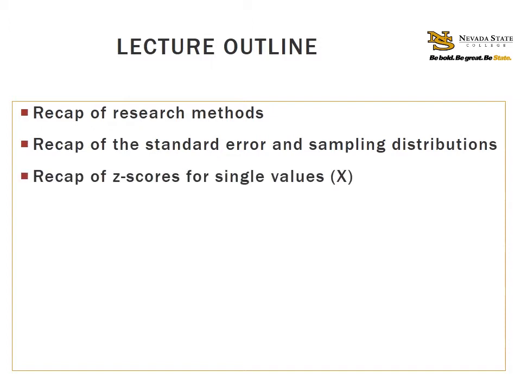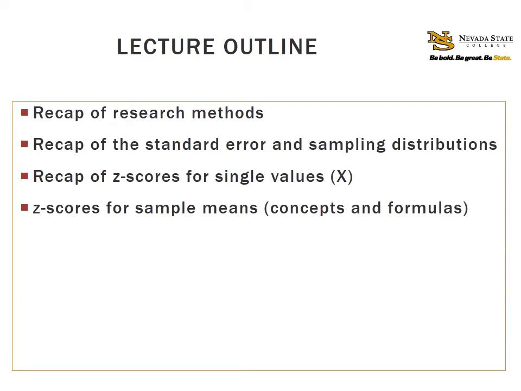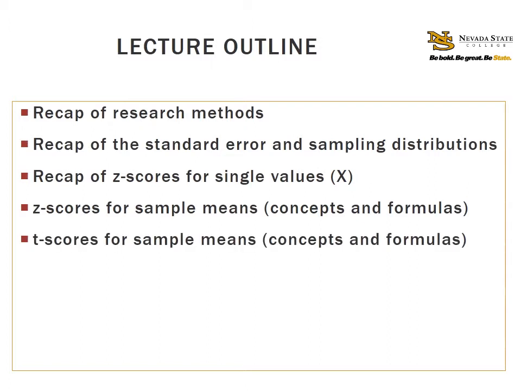Then recap z-scores for single values, which should also be relatively fresh in your mind. Then we're going to move on to z-scores for sample means. So slightly different concepts and formulas, but overall kind of the same gist of what was happening with z-scores for single values. Then I'm going to introduce you to t-scores for sample means, which is very similar to z-scores. It's just a situation where we either don't know anything about the population or don't care about the population, or we're comparing our sample to a population mean and we don't know the population standard deviation.